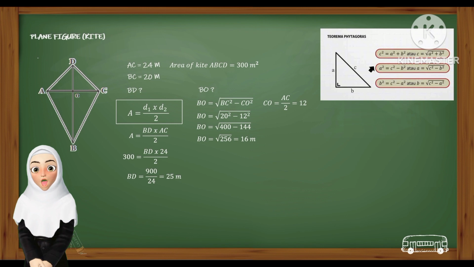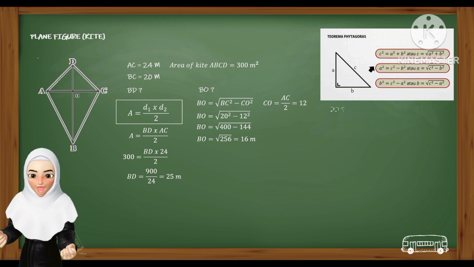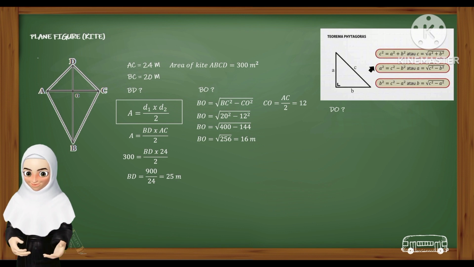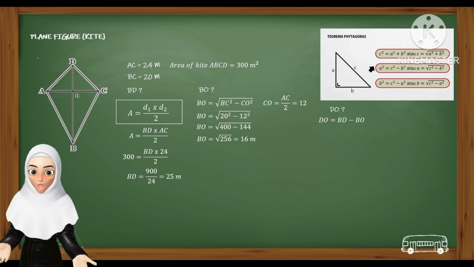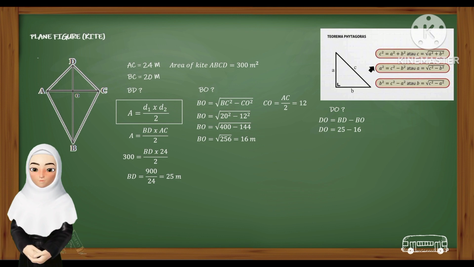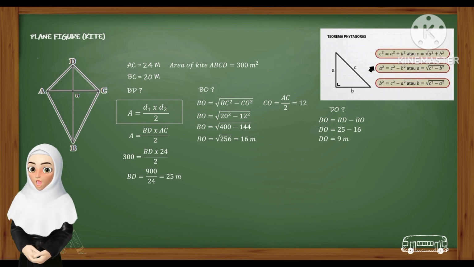After getting the length of side BO, we can find the length of side DO by subtracting the length of side BO from the length of side BD. So, the length of side DO is 25 minus 16, which is equal to 9 meters.